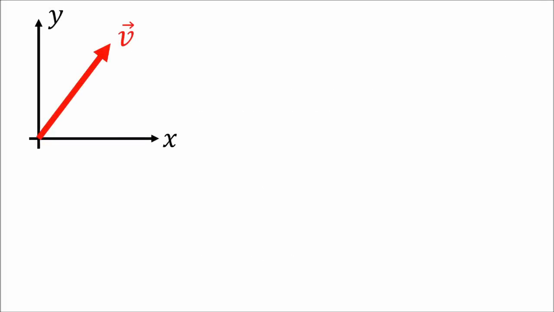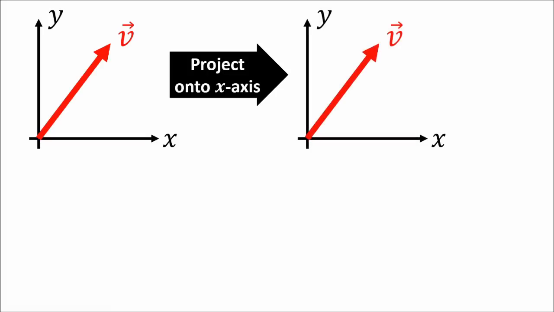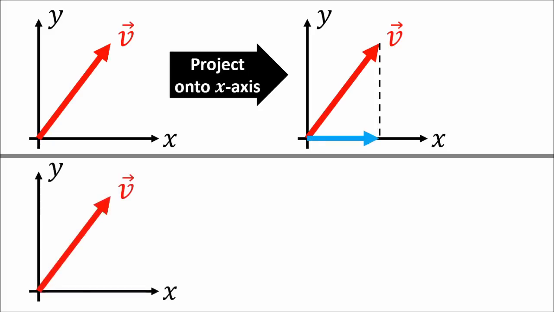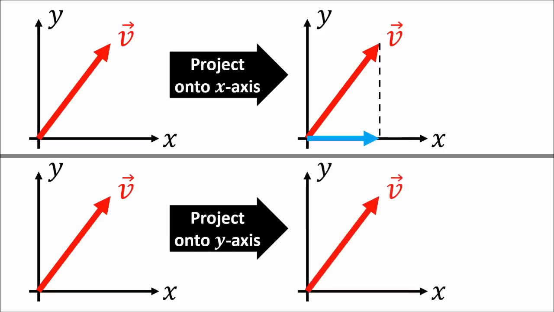And let's say I want to project this red vector v onto the x-axis. This would mean we project v down along this dotted line onto the x-axis, so that only the x component remains. If I wanted to project this red v vector onto the y-axis, we project v across this dotted line onto the y-axis, so that only the y component remains.